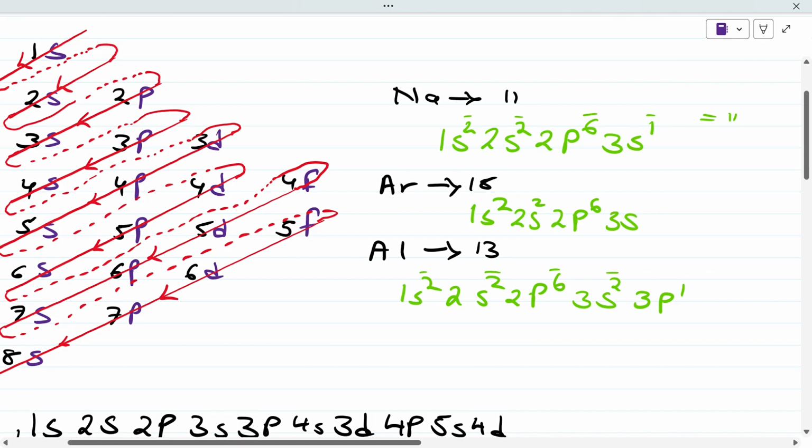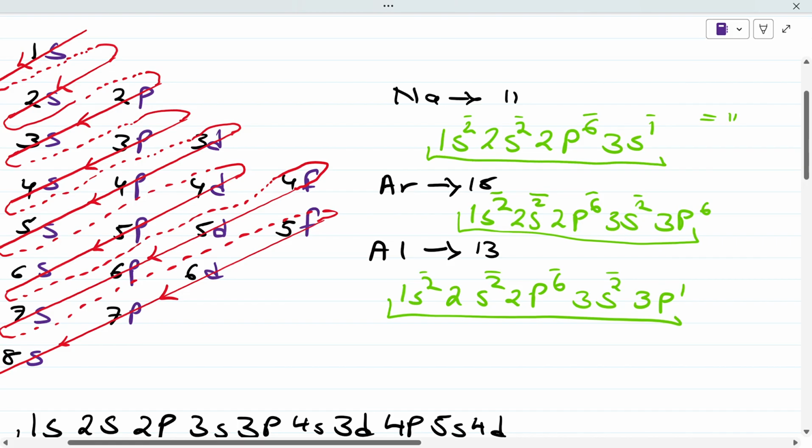Then I'm moving to 3s. And how many s? We have 2. So you have to know that I'm having 2 plus 2, 4 plus 6 plus 10 plus 2, 12. How many are remaining? 6. Then I'm moving to 3p6. So this is the electronic configuration of argon. This one is the electronic configuration of aluminium. This is the electronic configuration of sodium.